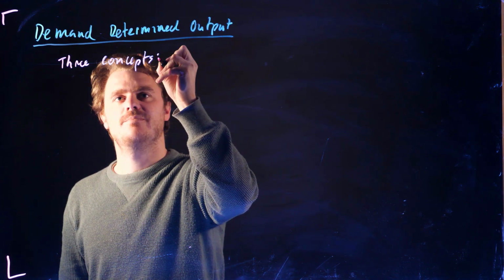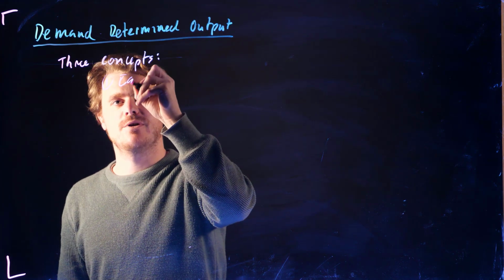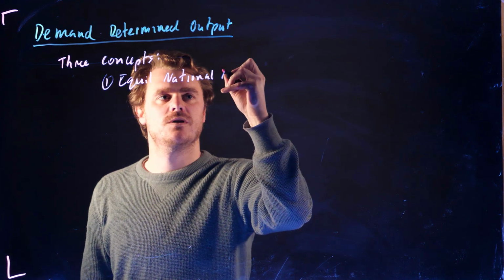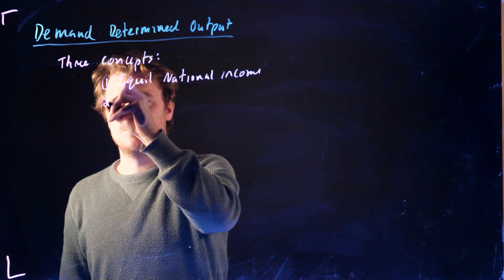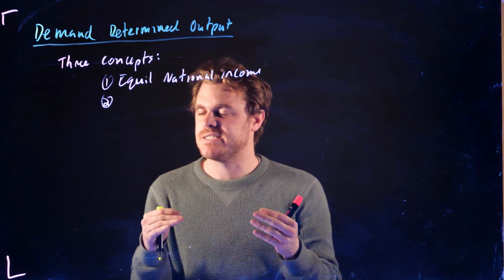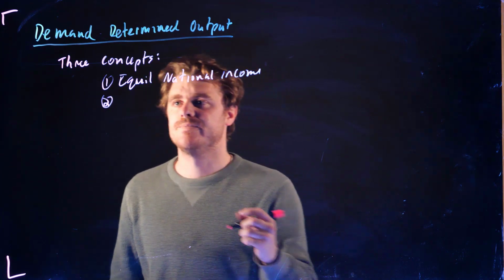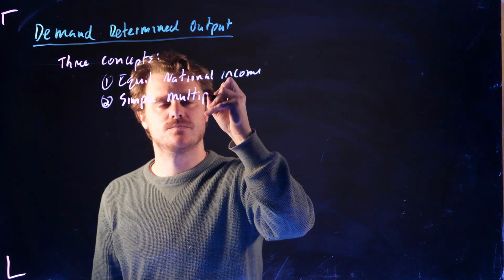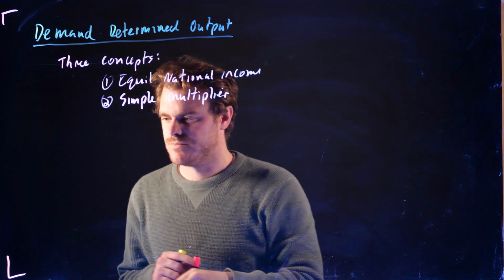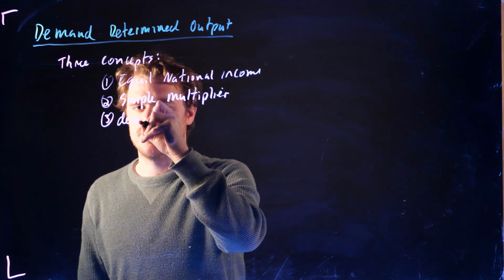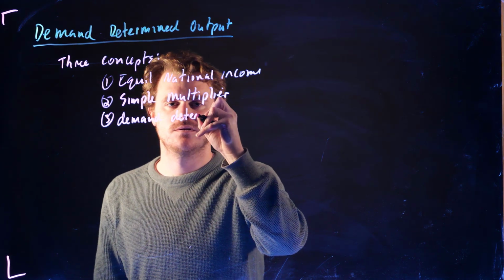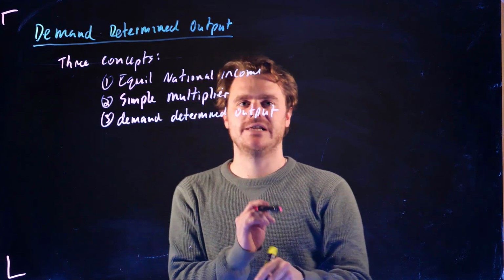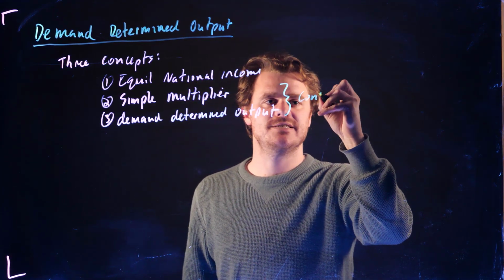three concepts we've learned about: equilibrium national income, this idea of a simple multiplier, how changes in autonomous aggregate expenditure are going to cause changes in Y, so the simple multiplier, and demand determined output. And these last two are really linked to this assumption we've been making about constant prices.